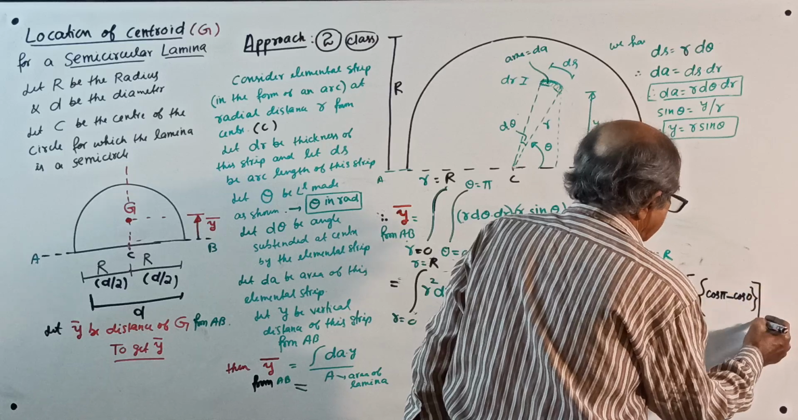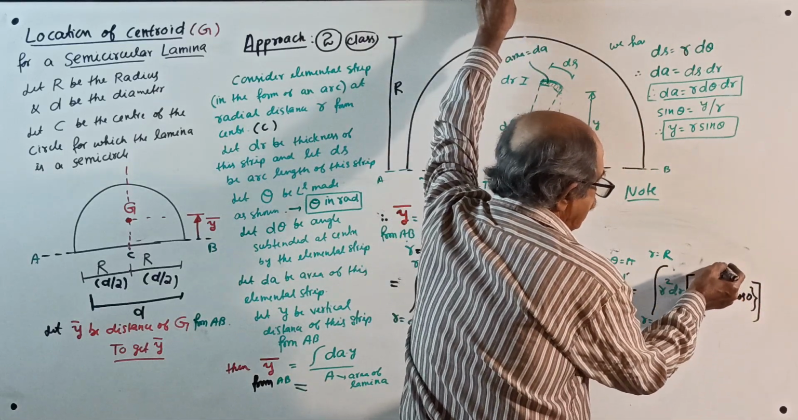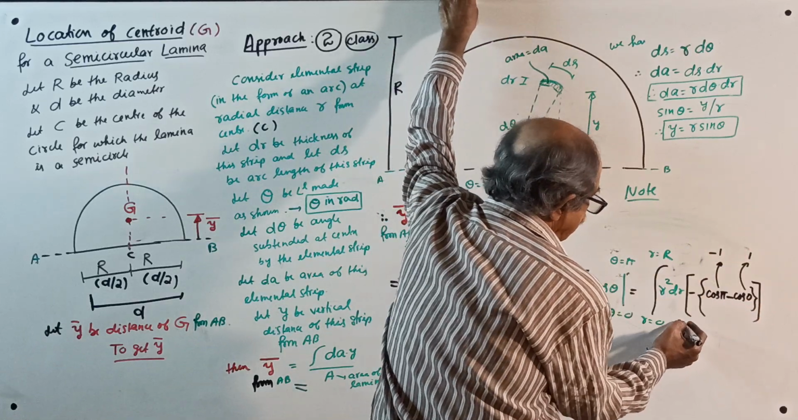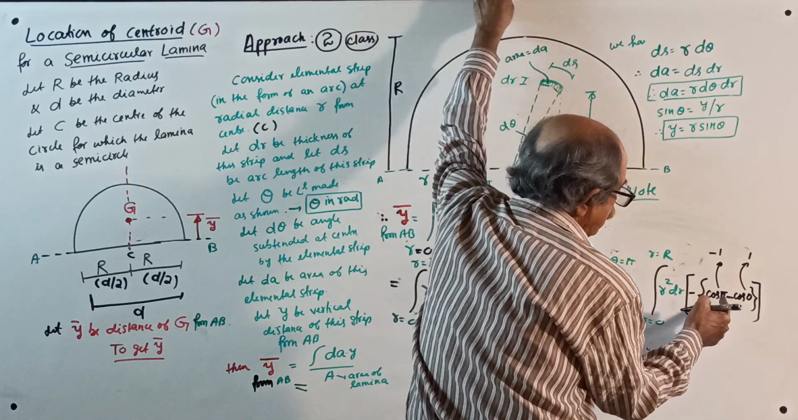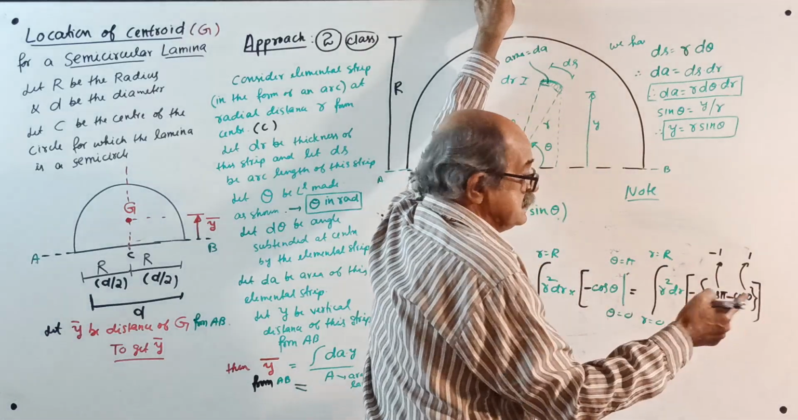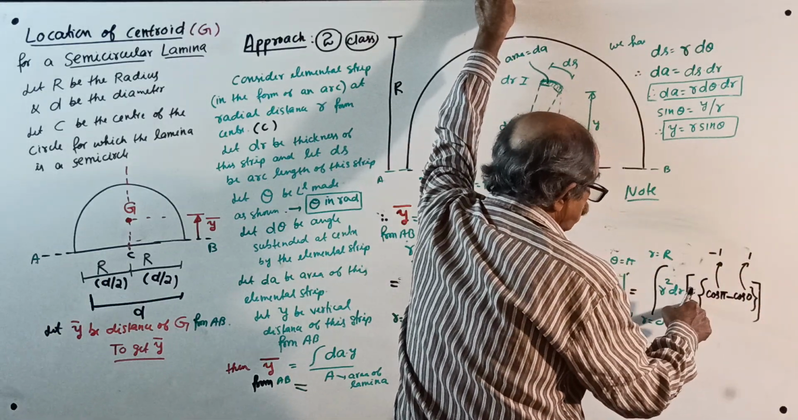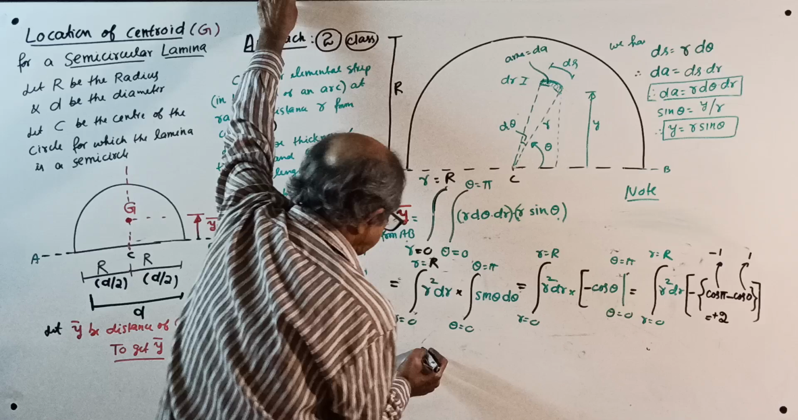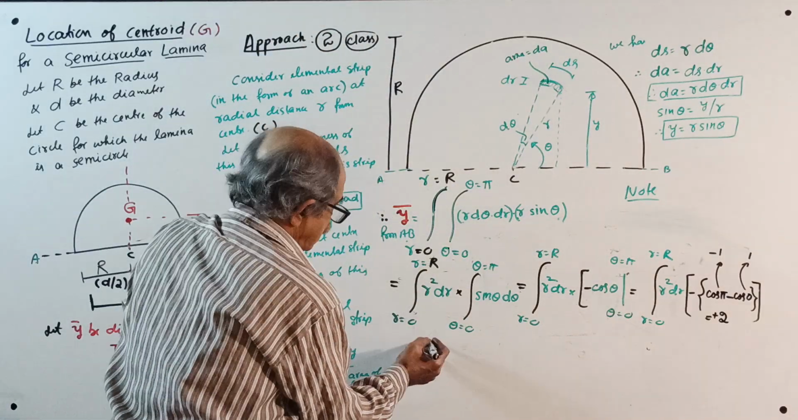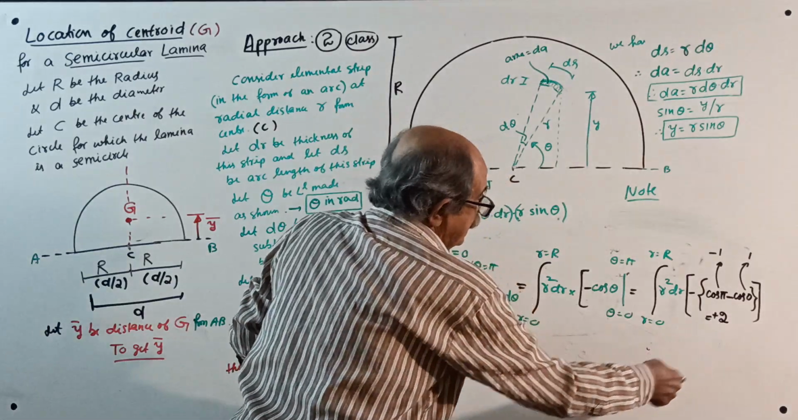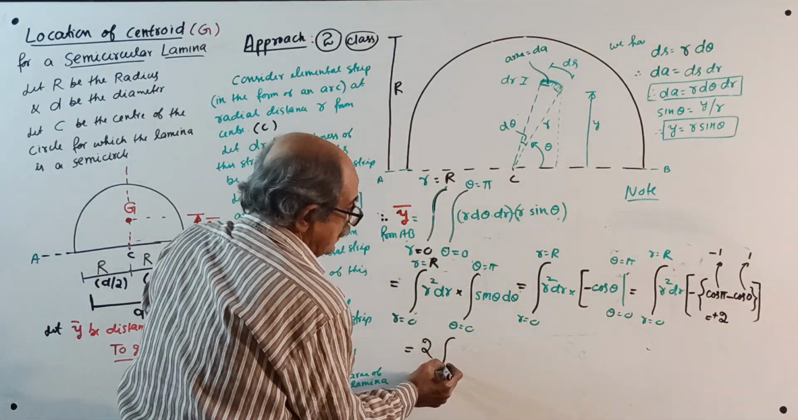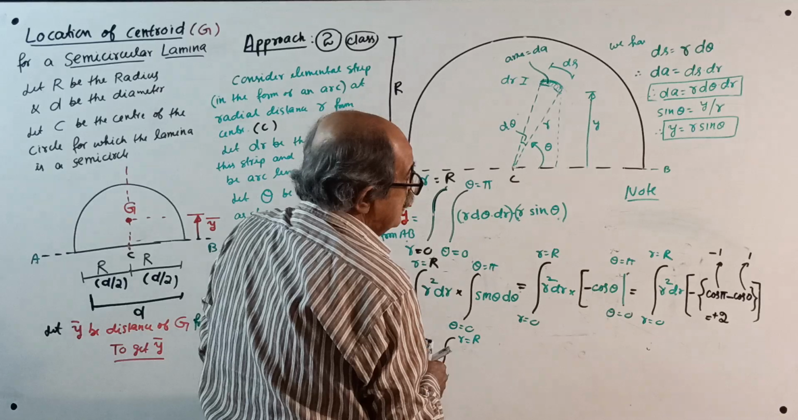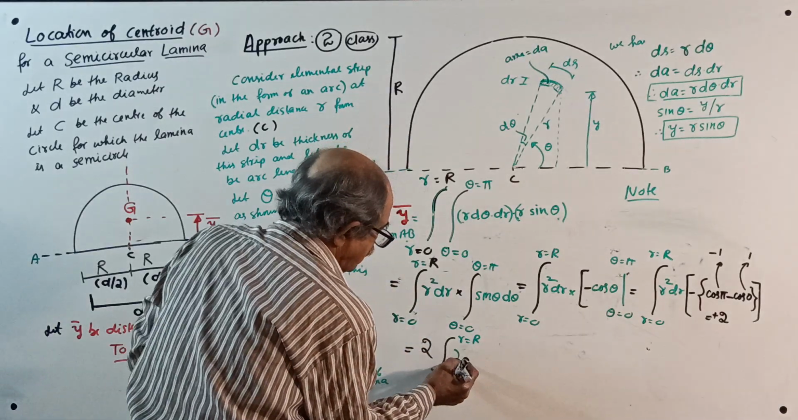Close the bracket, close the flower bracket. Okay, over. See, cos pi is minus 1, cos 0 is 1, so this full value will become minus 2, and minus 2 into minus becomes plus 2. So this full answer is 2, plus 2. Our integration will now become 2 times, this 2 will come outside, 2 times integration r equal to 0 to r equal to r of r square dr.